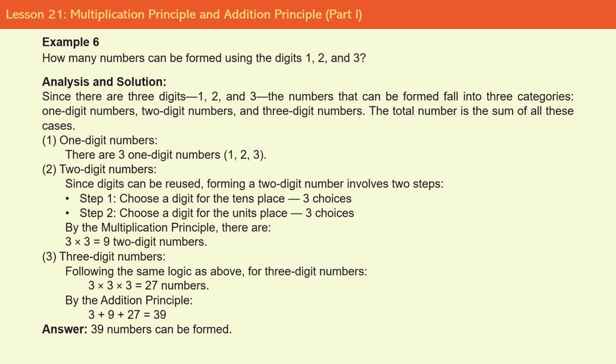Since digits can be reused, forming a 2-digit number involves 2 steps. Step 1. Choose a digit for the tens place, 3 choices. Step 2. Choose a digit for the units place, 3 choices. By the multiplication principle, there are 3 times 3 equals 9 2-digit numbers. Following the same logic as above, for 3-digit numbers, there are 3 times 3 times 3 equals 27 numbers. By the addition principle, we get 3 plus 9 plus 27 equals 39. The answer is 39 numbers can be formed.